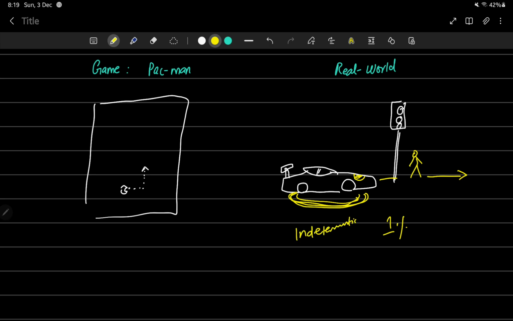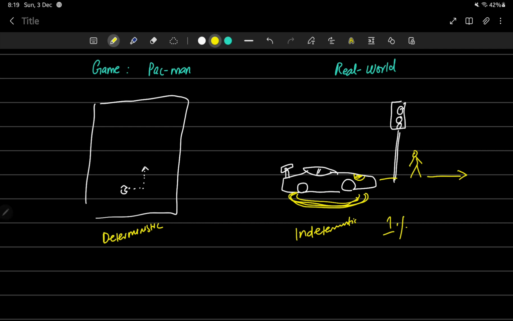You cannot be 100% sure that it will actually do what you intended it to do, right? So this is a different type of environment now, and this was a deterministic environment because you knew that if I take an action to go straight, I will go straight no matter what, right? So there are different types of environments in the world. We will go much deeper in this lecture about different types of environments, but this was a very basic example.